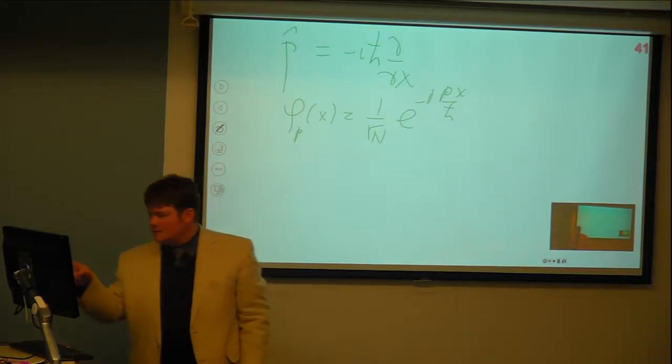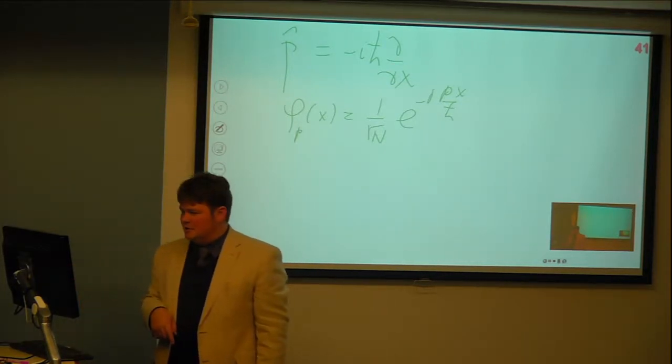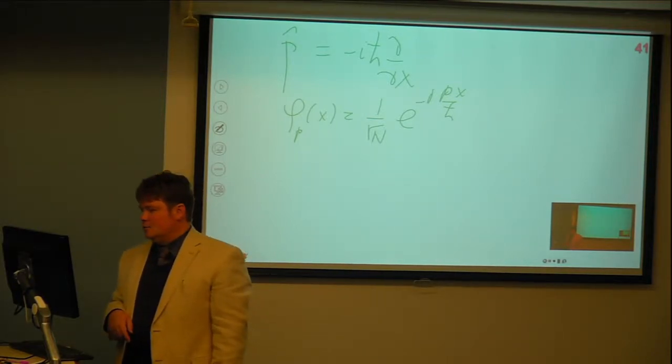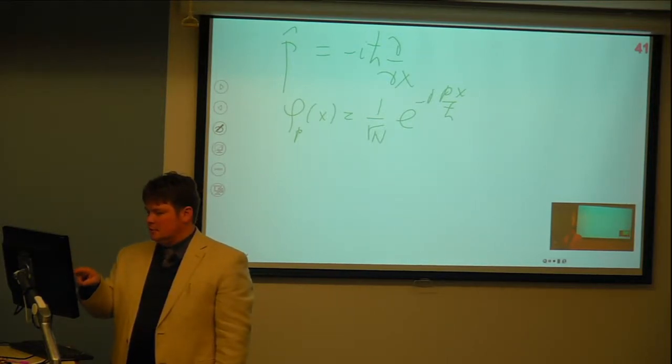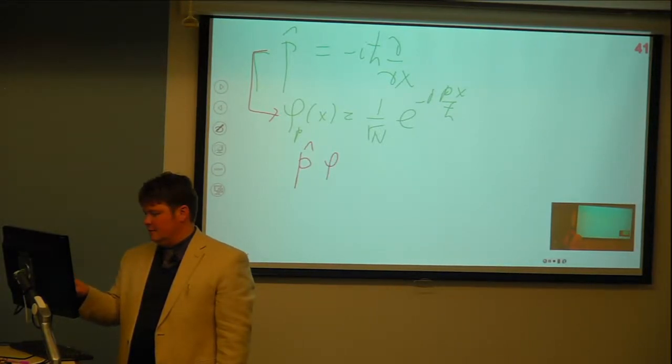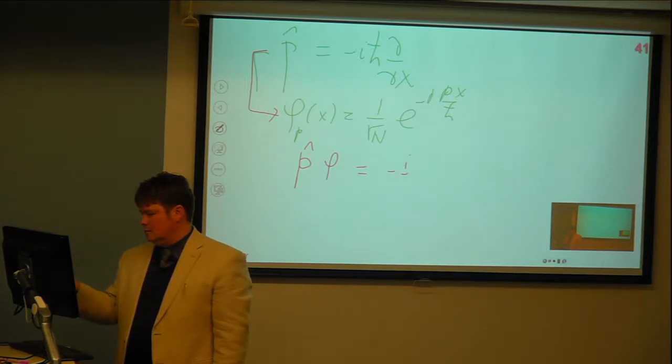If I was wrong with this minus, you discovered. So let's practice applying the plane wave. What happens if you apply p minus i h bar d/dx?